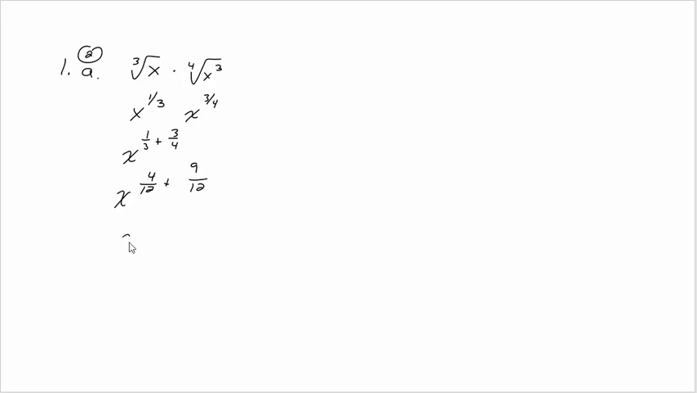Alright, so 1a, this problem is worth 2 points, and we have the cubed root of x times the fourth root of x to the third, and we want to simplify using the rules of exponents. So we want to change these to fractional exponents, and then with the rules of exponents here, we're going to add these together. So I need a common denominator, which is 12. So I'll multiply the top and bottom of this by 4, top and bottom of that by 9, and I get x to the 13/12.